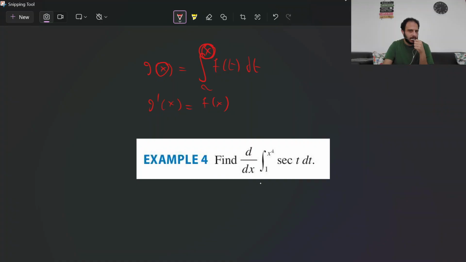Here in our example, we have d over dx of g of x. But g of x is a function of what? It's a function of x to the 4, right? The input is x to the 4. Good. So how can we solve this? Using the chain rule, right?